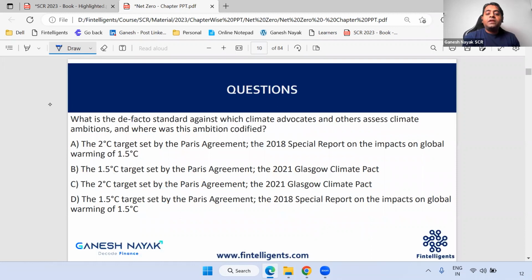Next part, what is the de facto standard against which climate advocates and everybody else is talking about? Is it 2 degrees Celsius or 1.5 degrees Celsius? So 2 degrees is definitely wrong. So this is gone. Either it's going to be B or D.